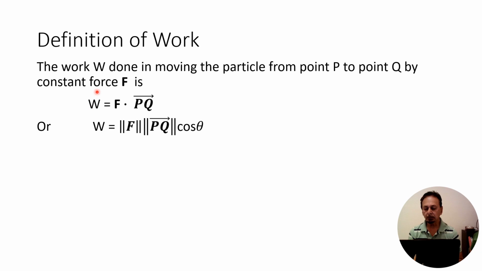Definition of work. The work W done in moving a particle from point P to point Q by a constant force F is given by this formula: W equals F dot PQ, or W is equal to the magnitude of force F times the magnitude of vector PQ times the cosine of the angle between force F and the vector PQ.